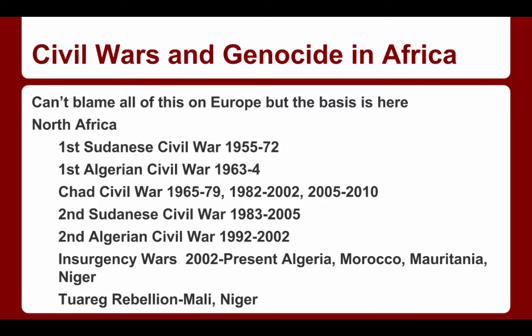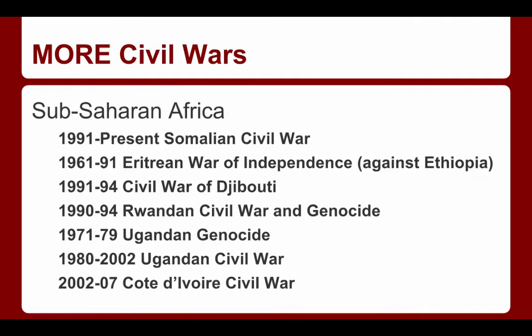And I mean, this is just a list. So here's the first page. These are a variety of civil wars, and this is just in Africa. As you can see, a variety of these are still going on. The insurgency wars, actually, there's still a Tuareg rebellion. The country of Chad itself had 3 different civil wars, one that lasted for 14 years, one that lasted for 20 years, and then one lasted for 7 years. So that's 41 years of civil war since 1965. I mean, how can anything even happen?